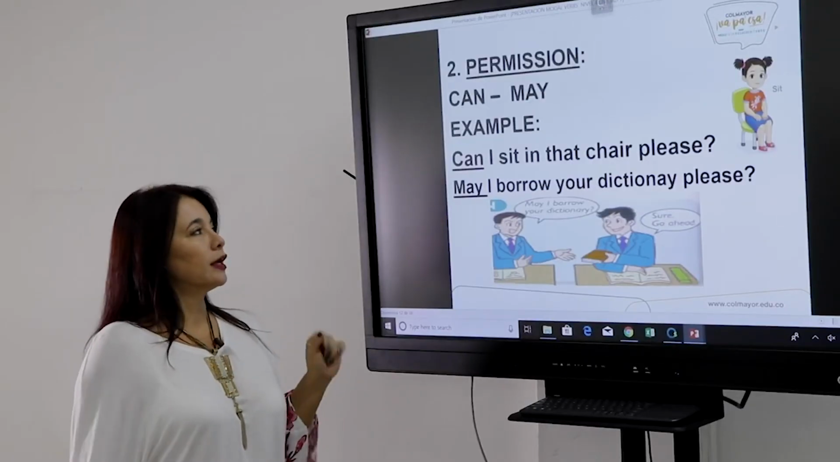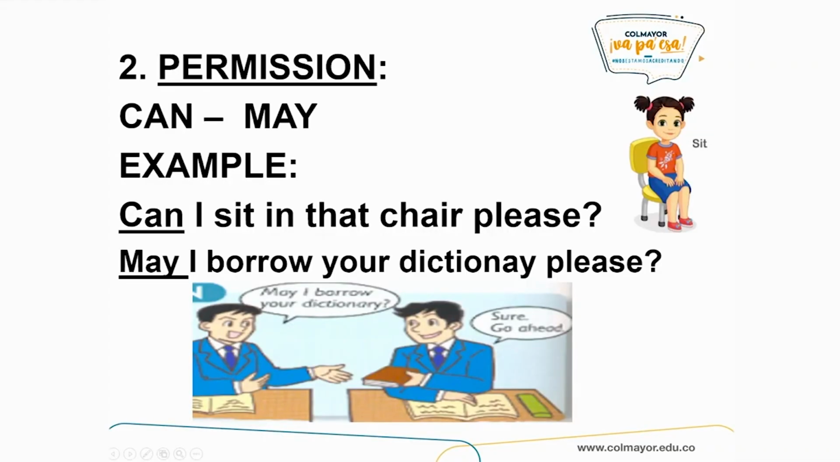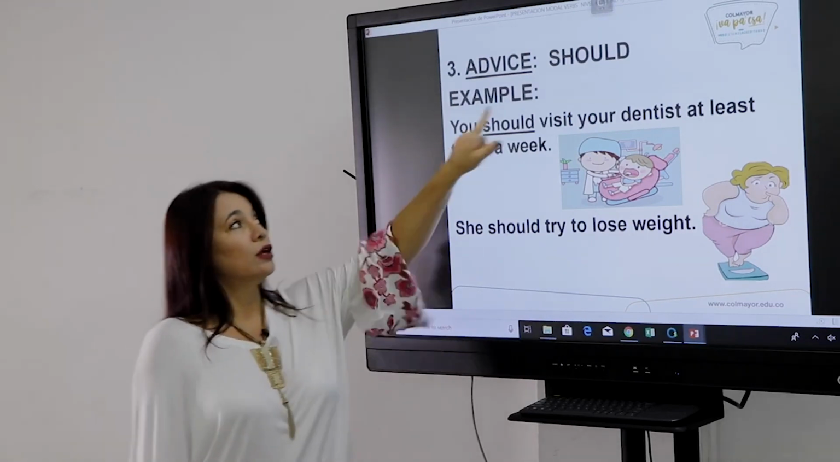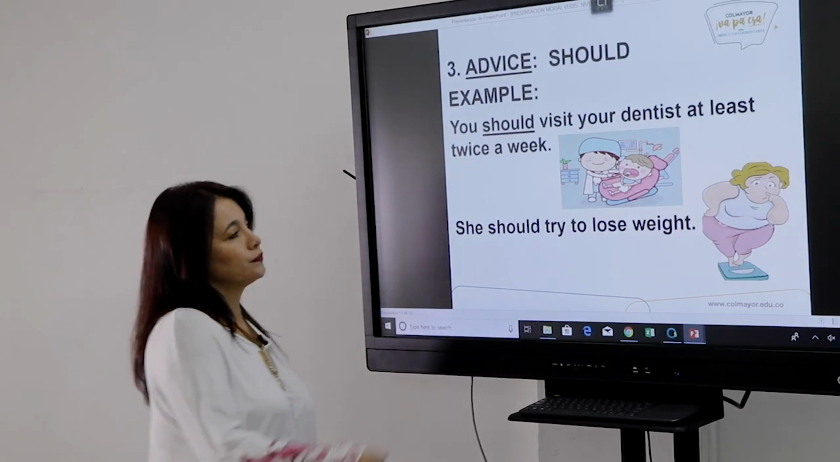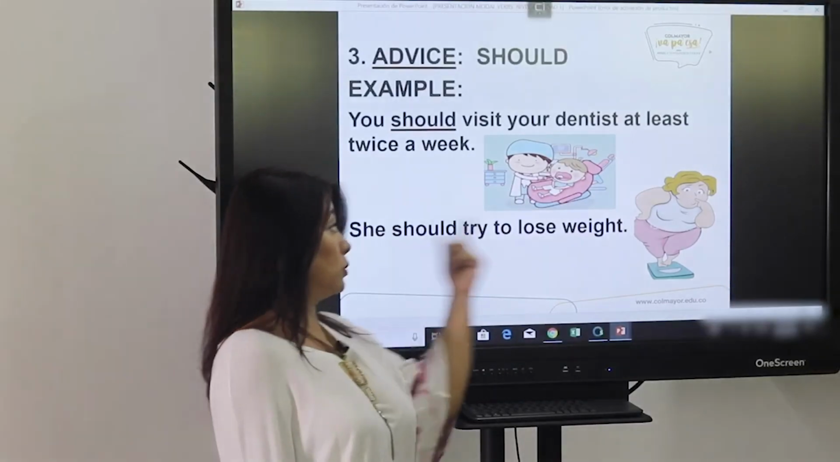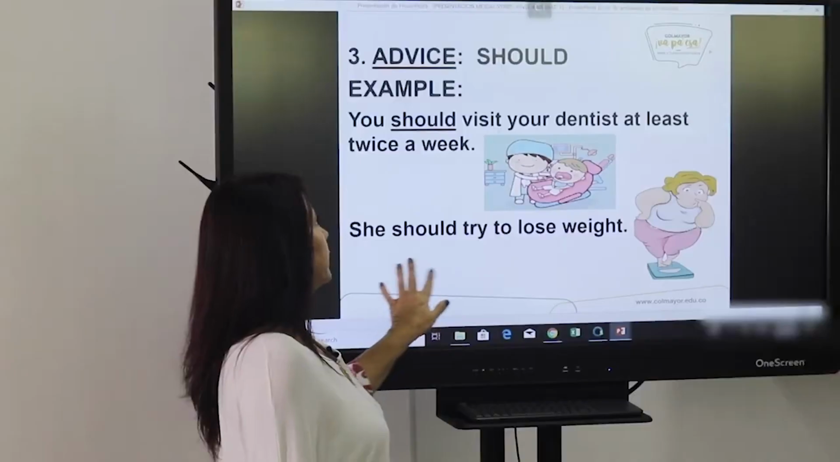Another aspect, permission. Can and may. For example, can I sit in that chair, please? May I borrow your dictionary, please? Another aspect, number 3, to give advice. Use should. For example, you should visit your dentist at least twice a week. Or, if you look at the picture, the girl is a little fat and you say, okay, she should try to lose weight. You use should to give advice.